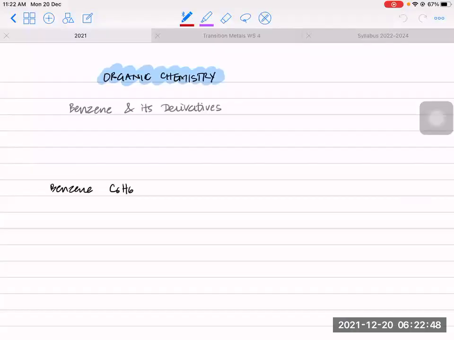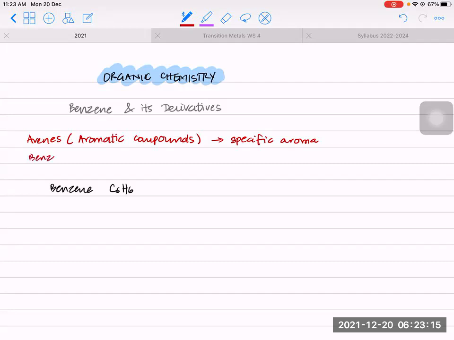Organic chemistry now. So let's start with benzene and its derivatives. Benzene are known as arenes. What do you mean by arenes? Arenes are aromatic compounds. Aromatic compounds are those compounds which have a specific smell or a specific aroma, which is why we call them aromatic. So benzene is an aromatic compound with a distinct specific smell.